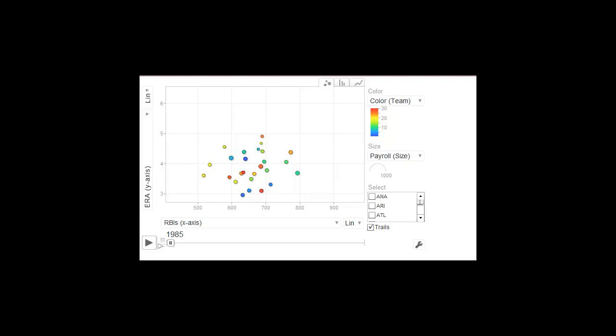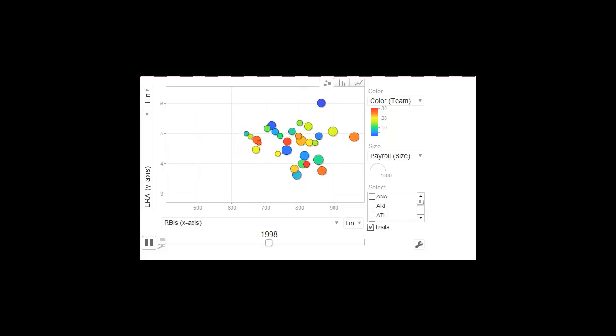Now watch as we move forward in time from 1985 to 2012. Each year, the bubbles get larger. Payrolls have on average increased by 10 times since 1985. After the 1994-95 strike, which moved all the bubbles to the left because the seasons were shorter, we see the effect of steroids, more RBIs and higher ERAs, as the bubbles move up and to the right.